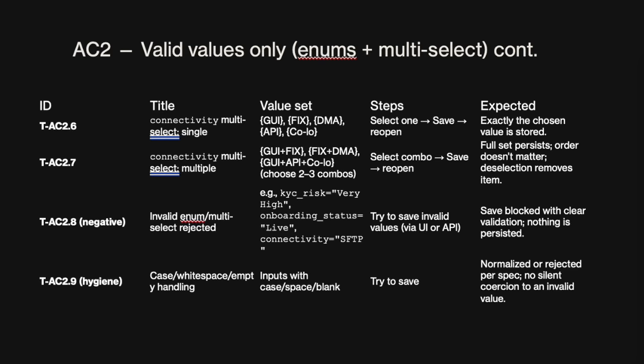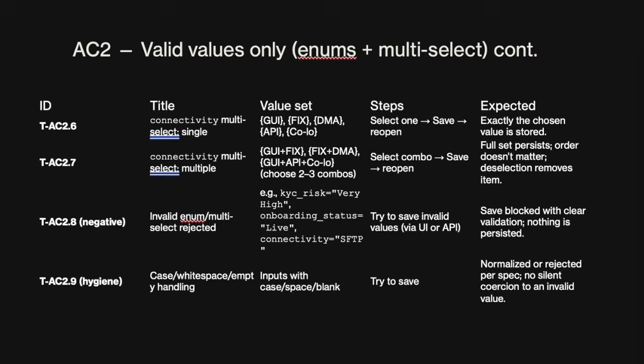Test AC 2.8, negative. Reject invalid enum multi-select. We attempt to sneak in values that shouldn't exist. For example, KYC risk, very high. Onboarding status, live. Connectivity, SFTP. Through the UI and direct API. Expectation, save is blocked with a clear validation message. Nothing persists. This stops bad data poisoning the rules we enforce later from AC3 to AC5, AC7 and AC8.